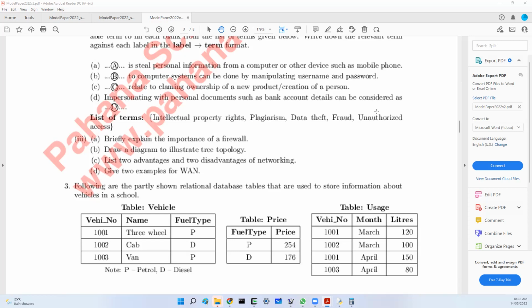Three. What is the importance of a firewall? Yes, what are the things you have written down? Allowing safe and trusted information and data to come into the network. Yes, basically a firewall is a barrier between your network and the internet. Because when you connect to the internet, anybody on the internet can come into your system. To protect, we will use firewalls.